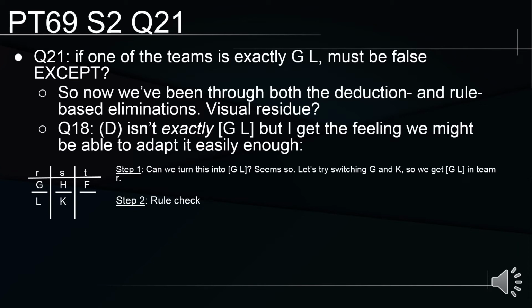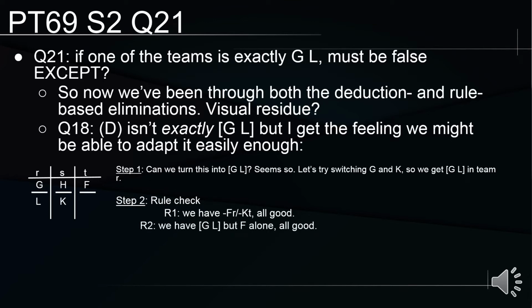So step 2 is to do our rule check, because we have a complete picture here. Rule number 1, we have not FR, okay, F is in T, so that checks out, and we have not KT, K is in S, so that checks out. So we do have one of the 2 scenarios that Rule 1 mandates. Specifically, we have the not FR and not KT scenario, so we're all good there.